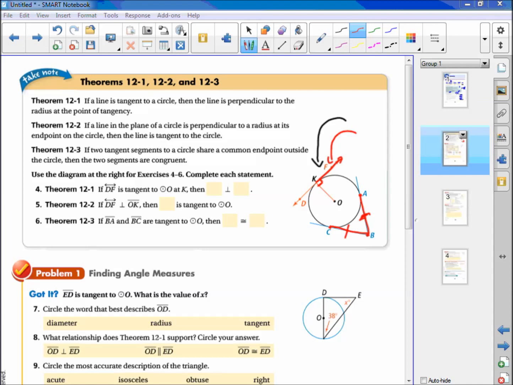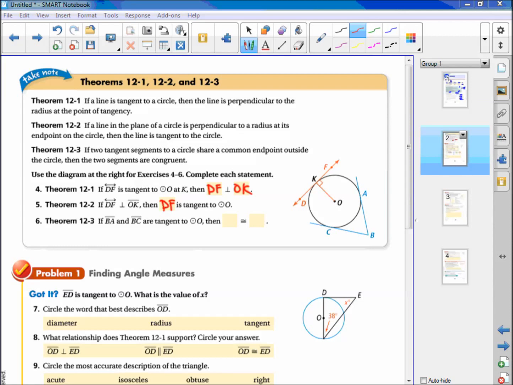All right, use the diagram at the right for exercises 4 through 6. Complete each statement. So let's erase all this stuff off our diagram. Theorem 12-1: if DF is tangent to circle O at point K, then we know that DF is perpendicular to OK. Theorem 12-2: if DF is perpendicular to OK, then we know that DF is tangent to circle O.